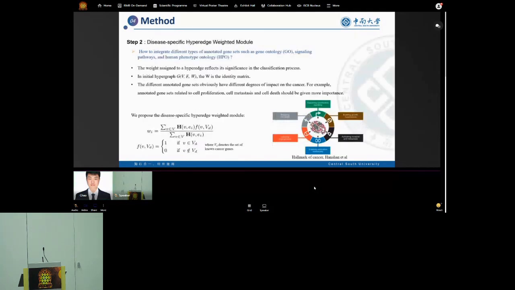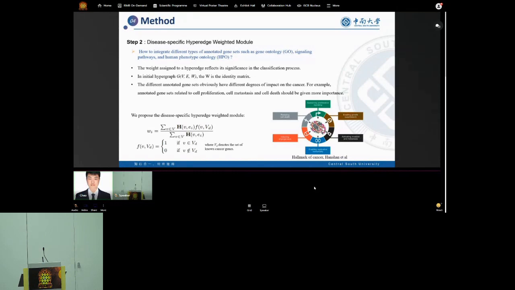In step 2, we further solve the second problem. In the node classification task of the hypergraph, the weight assigned to a hyperedge reflects its significance in the classification process. The weight matrix in the initial hypergraph is the identity matrix, which means each annotated gene set has the same importance for the cancer gene prediction task. However, different annotated gene sets obviously have different degrees of impact on cancer. For example, biological processes associated with cell proliferation and cell metastasis are more likely associated with cancer.